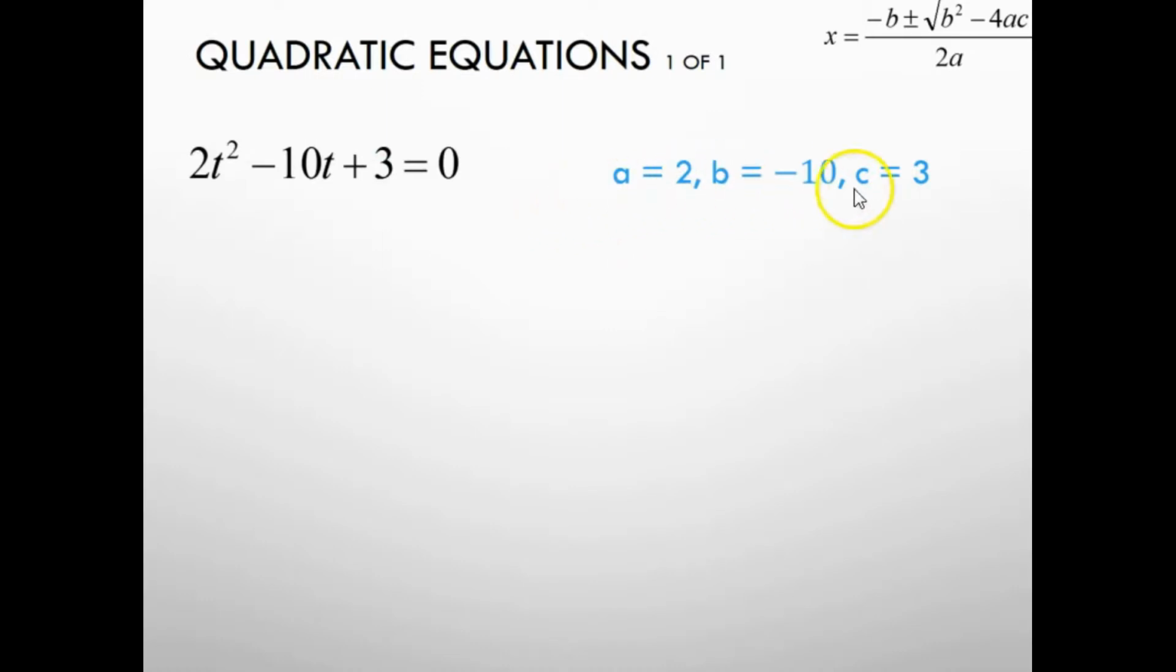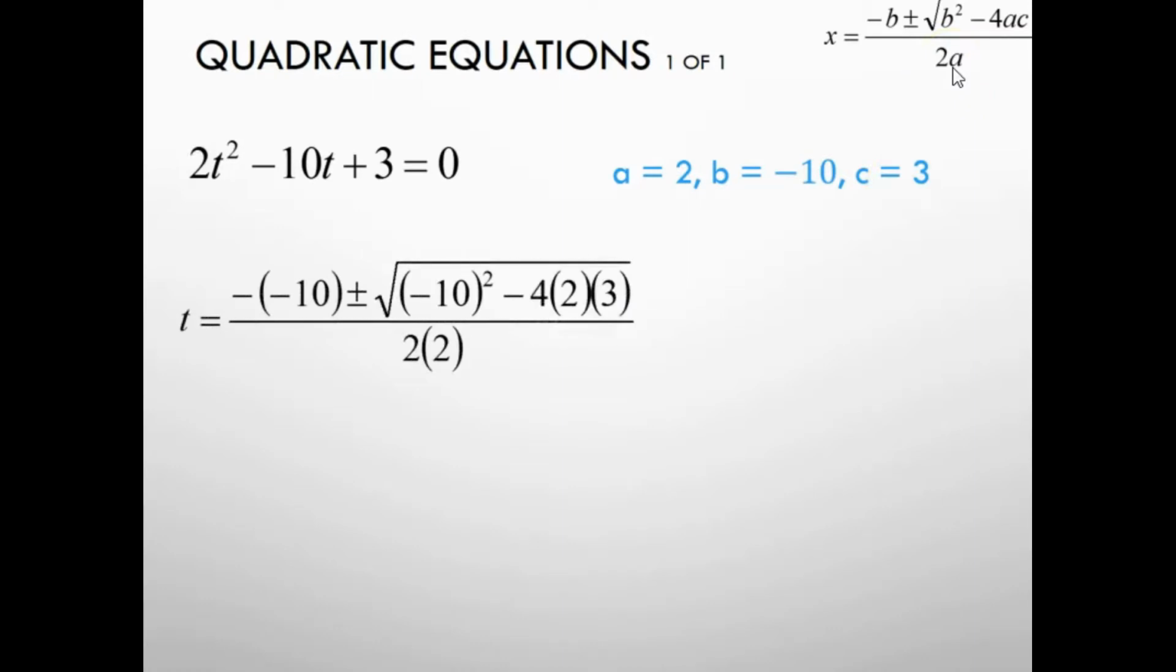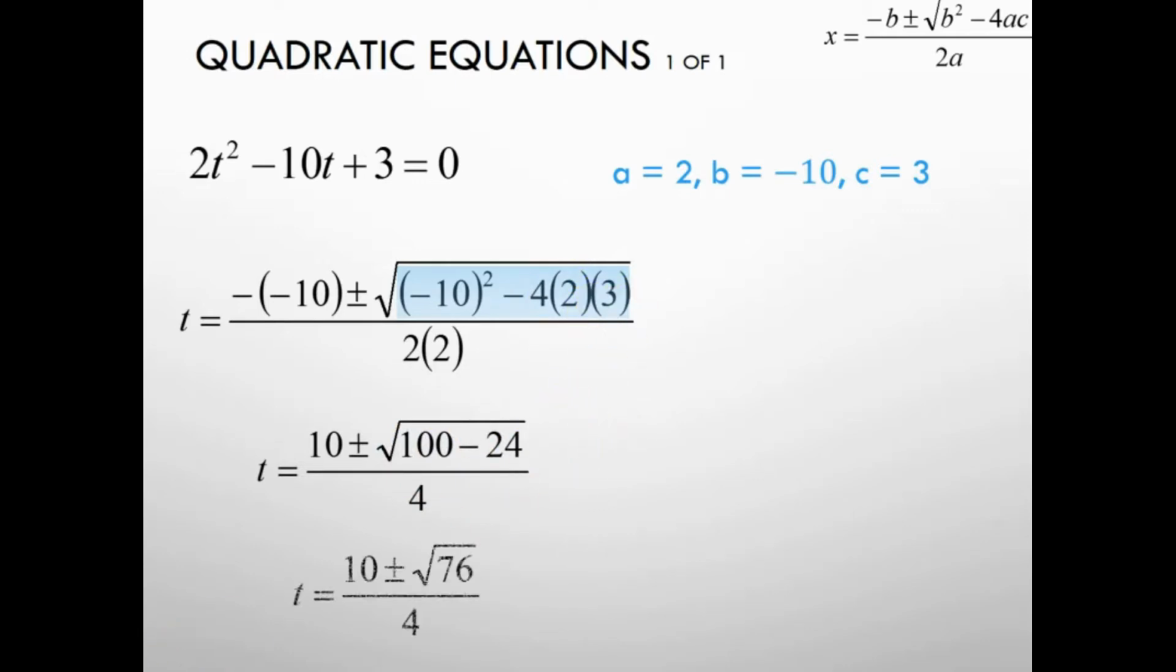Replacing these variables with the values for this particular equation in the quadratic formula, we have the following. The opposite of b, plus or minus the square root of b squared minus 4 times a times c, the entire quantity over 2a. We'll simplify underneath the radical, squaring and multiplying. Squaring negative 10 gives us 100. Multiplying 4 times 2 times 3 is 24. Subtracting leaves a radicand of 76.